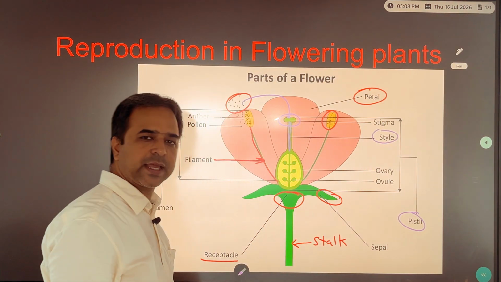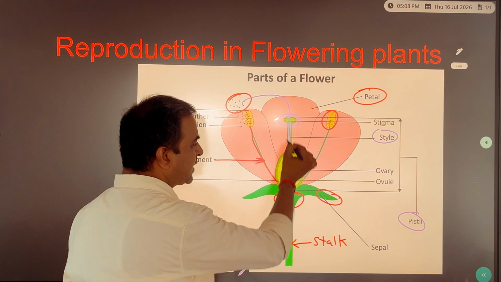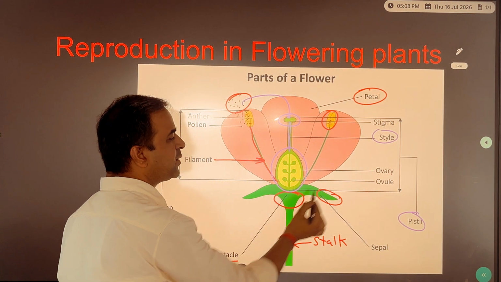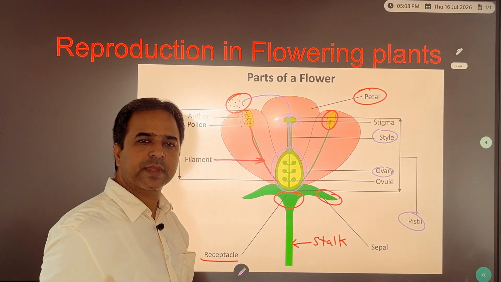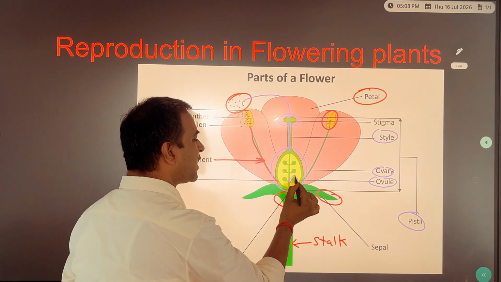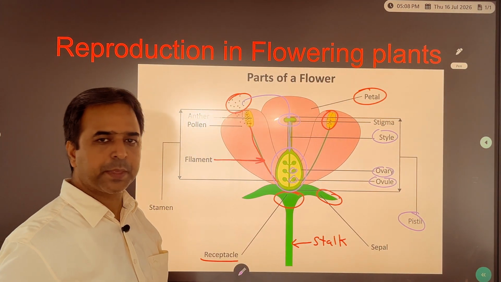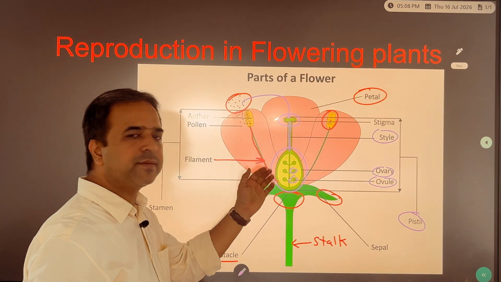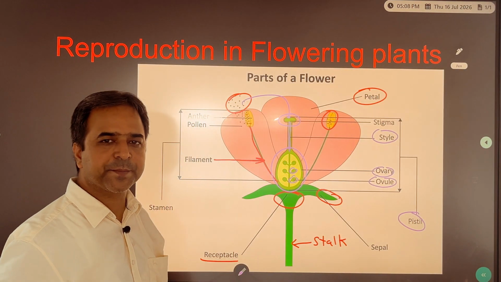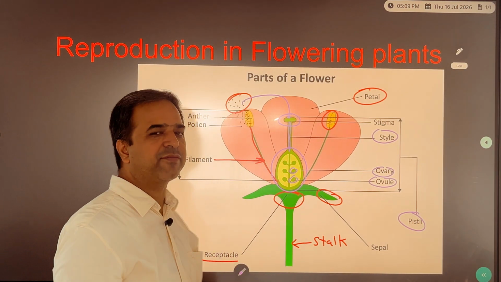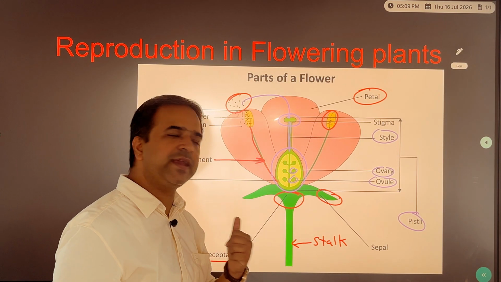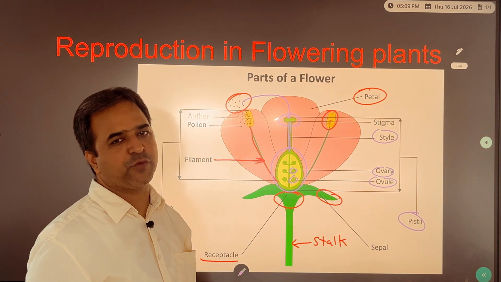This is called style. After that, at the bottom of this pistil, you will find the swollen part, which is nothing but the ovary. This ovary bears ovules. You can see these are the ovules. We will see one by one what will be the future of this ovule or this ovary. Okay, that happens after fertilization. After fertilization, this ovule will become seed and ovary will become fruit.